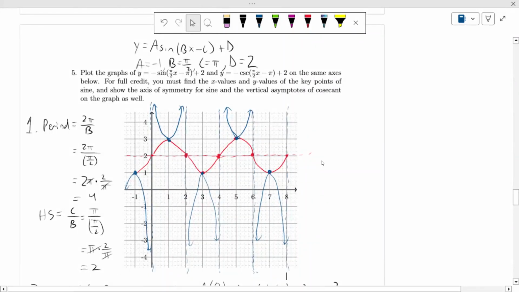You said the midline? The axis of symmetry? Well, for this one it's 2.